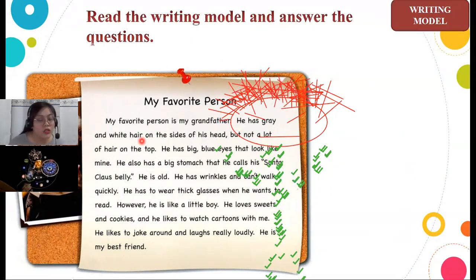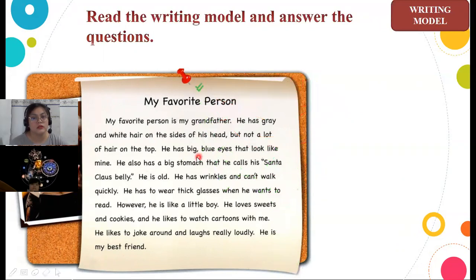When you're getting old, you will also have the gray and white hair on the sides of your head here. Okay, so what about his eyes? What is the color of his eyes? Black. Read it again. He has big black eyes. Blue eyes. Blue eyes. Okay, what about his stomach?